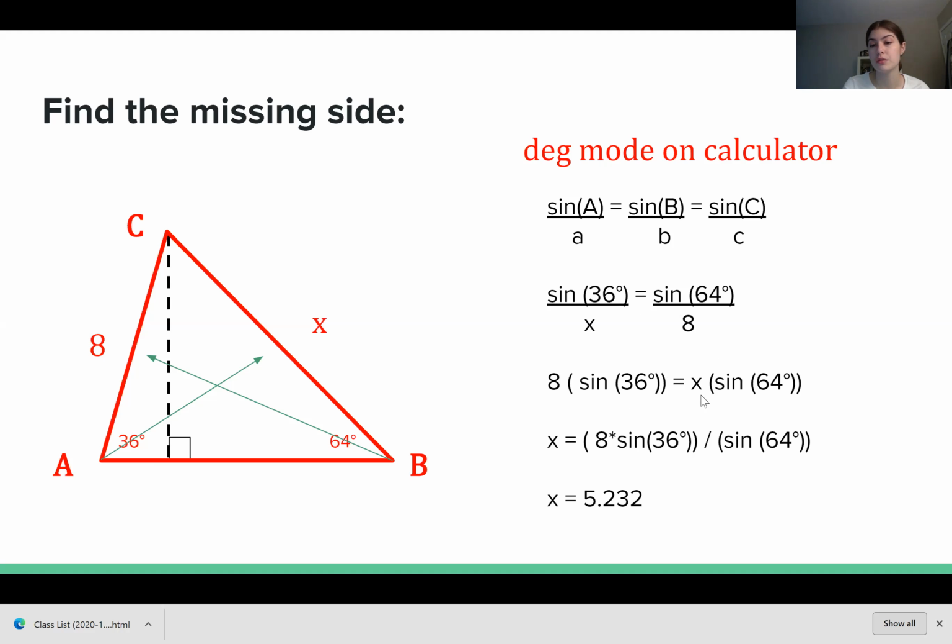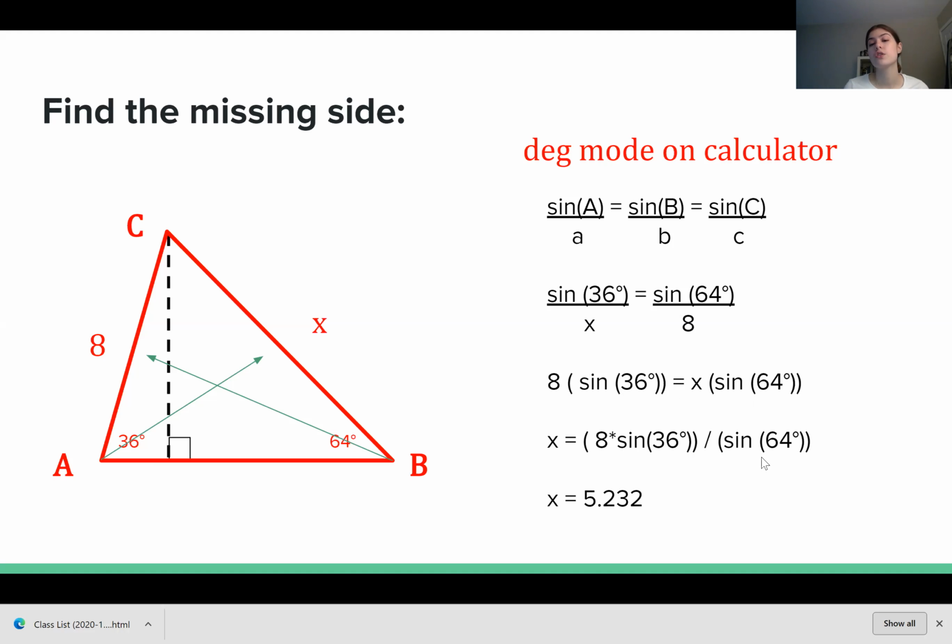So what are we going to do? Well, we're going to divide both sides by sine of 64 because we want to get x by itself. So if x is being multiplied by sine of 64, we'll divide to get rid of that sine of 64, right? To get x by itself. So once we divide both sides by sine of 64, this is what we get. We get 8 times the sine of 36 degrees, right? This side of the equation, divided by that sine of 64 degrees.